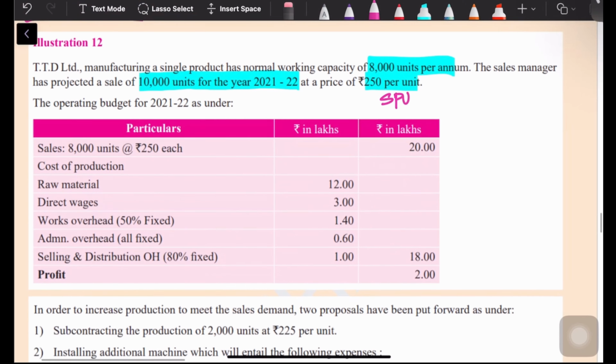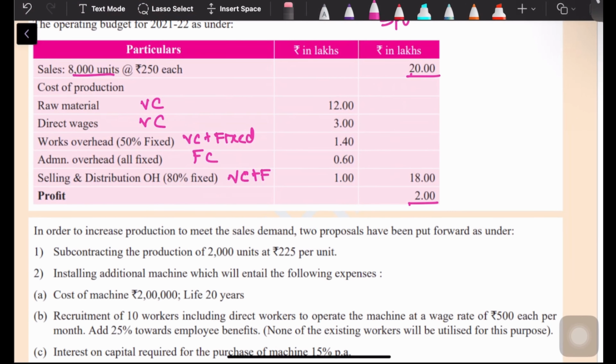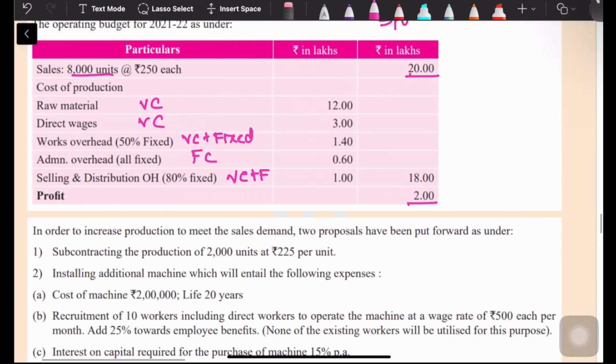The operating budget for 21-22 is as follows. Sales is given. All the values are in lakhs, 20 lakhs. Cost of production is given. Raw material, variable cost. Direct wages, variable cost. Works overhead, variable plus fixed. Administration overhead, all fixed cost. Selling and distribution overhead, variable plus fixed. Then there is a profit given, total profit. So in order to solve this, first we have to divide variable and fixed cost, purely variable we have to find out. So works overhead, 50% is fixed.